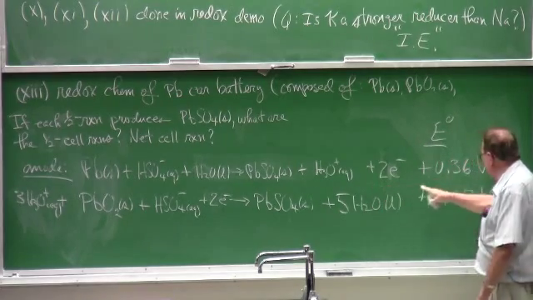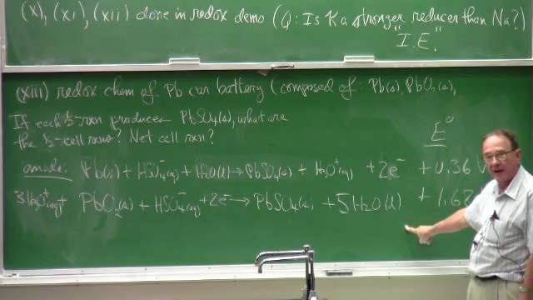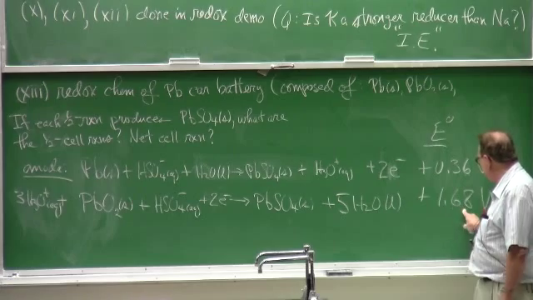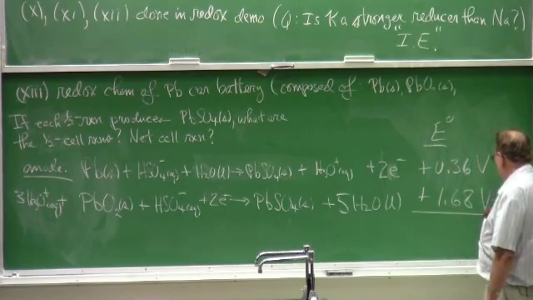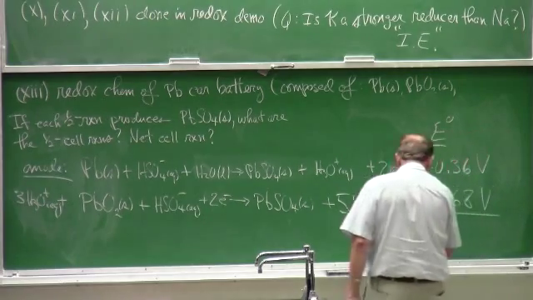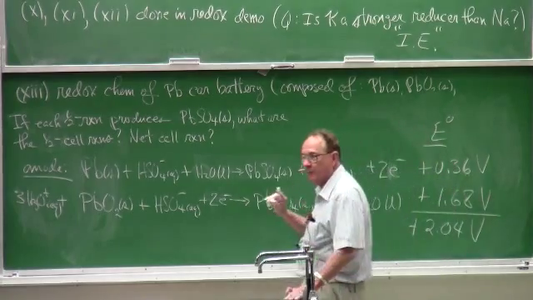E0 for the anode half reaction is plus 0.36 volts. E0 for the cathode half reaction, I erased cathode because I needed the space, is plus 1.68 volts. Now the tough task is adding these up. You get plus 2.0 volts.